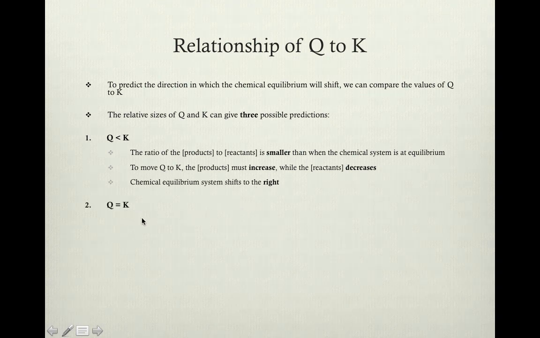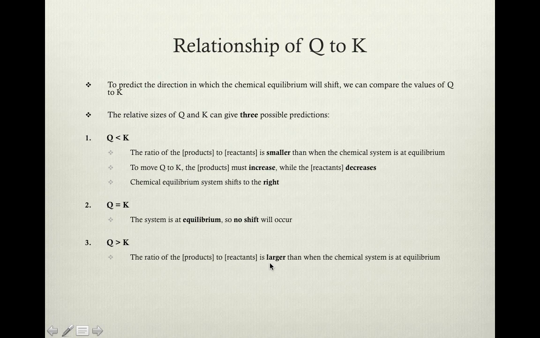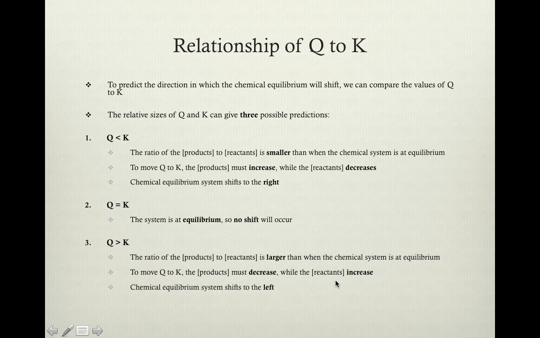If Q is equal to K, the system is at equilibrium. No shift is going to occur. If Q is greater than K, the ratio of products to reactants is larger than when the chemical system is at equilibrium. To move Q to K, the products must decrease while the reactants must increase. So this chemical equilibrium must shift to the left. Okay. A nice way that I like to try to remember it is if we always set the orientation of Q to K like this, and we see that it's a less than sign, you can see that it's bigger over here, so it's going to shift in this direction.